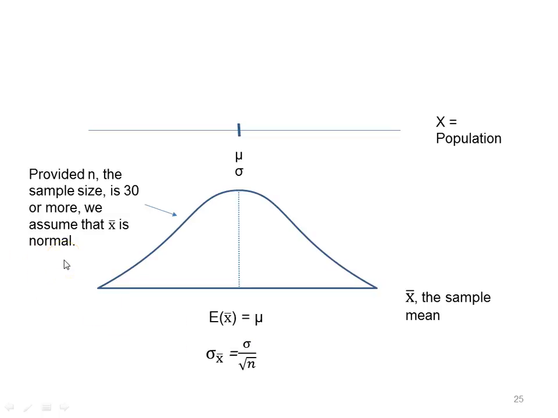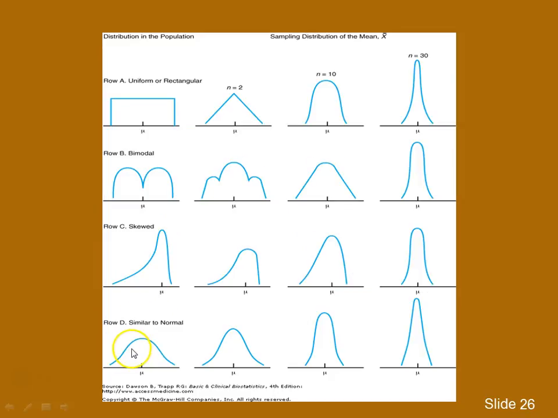Lastly, according to the central limit theorem, we can assume this distribution is approximately normal, provided that the sample size is 30 or more. By the way, here's an example from a website that shows you an illustration of the central limit theorem.